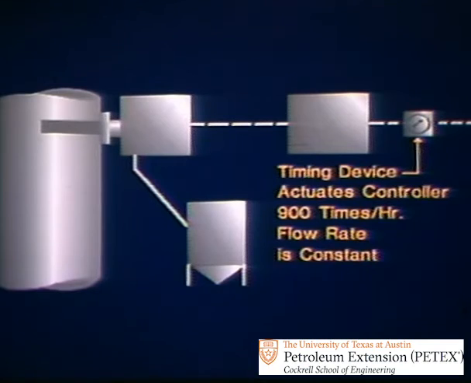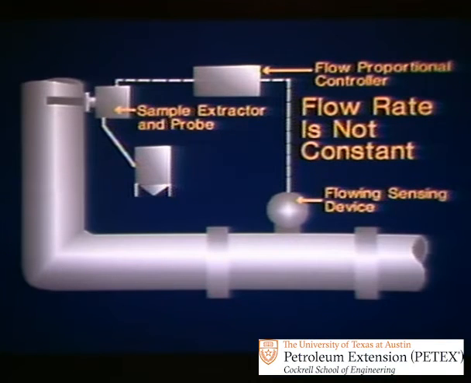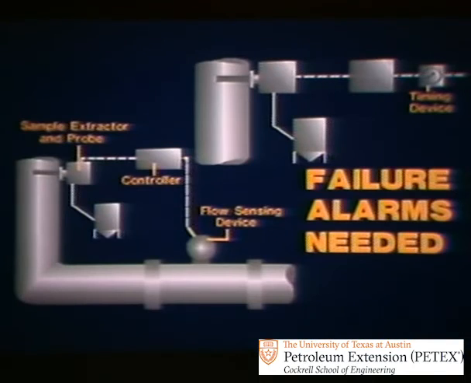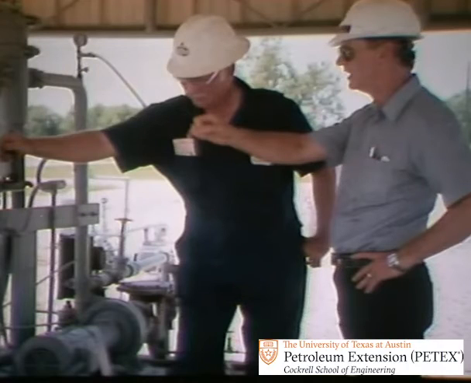On the other hand, flow proportional sampling is used where the flow rate is not constant. Whether the automatic sampling system is flow proportional or time proportional, failure alarms are needed to warn of malfunctions. Otherwise, non-representative samples, or no samples at all, may result. And remember, alarm mechanisms may also fail, so there's no substitute for the human eyeball. Frequent visual observation by measurement personnel is a good way to maintain a successful system.